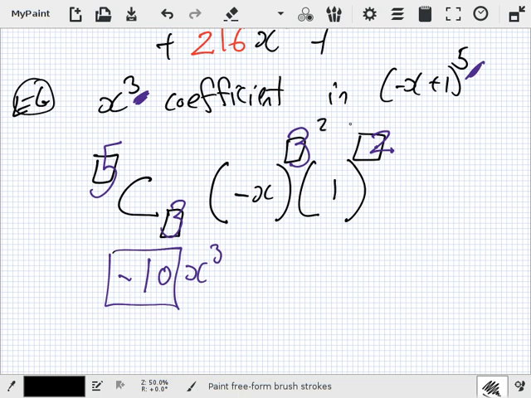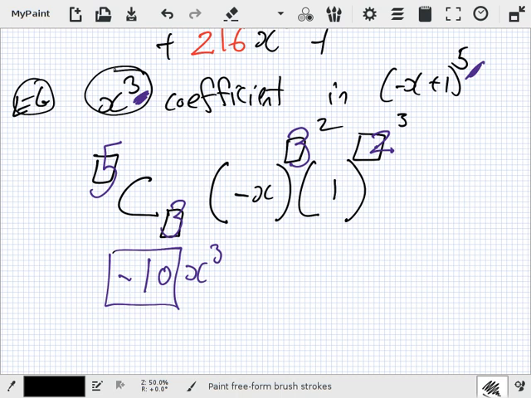Why can't I do this, 2, 3? Because I asked for the x cubed coefficient, not the x squared coefficient. So I need to make the x have a cube. Is that okay now? So we go on to the next example.